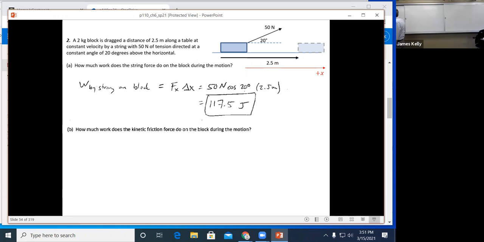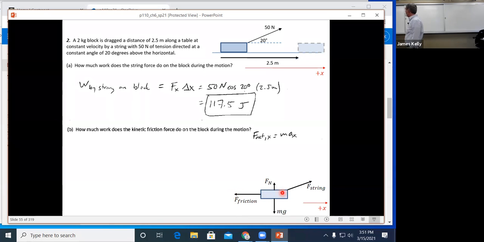B is asking about the kinetic friction force. There's got to be a kinetic friction force. Otherwise, it would be accelerating as I pulled on it, right? There would be nothing holding it back, but friction sort of balancing out the force in the x direction. So if I do a little free body diagram here showing all four forces that are being exerted on it, there's no acceleration. It's moving at constant velocity in this case. So that means acceleration components are all zero.